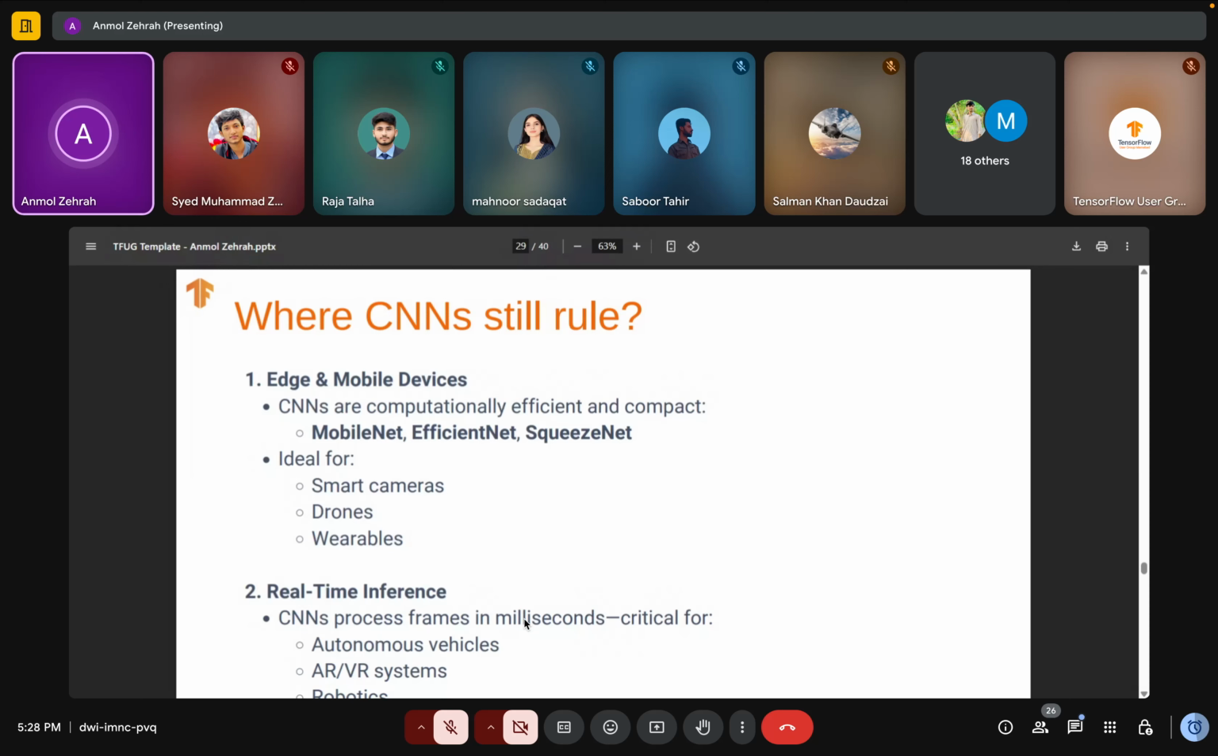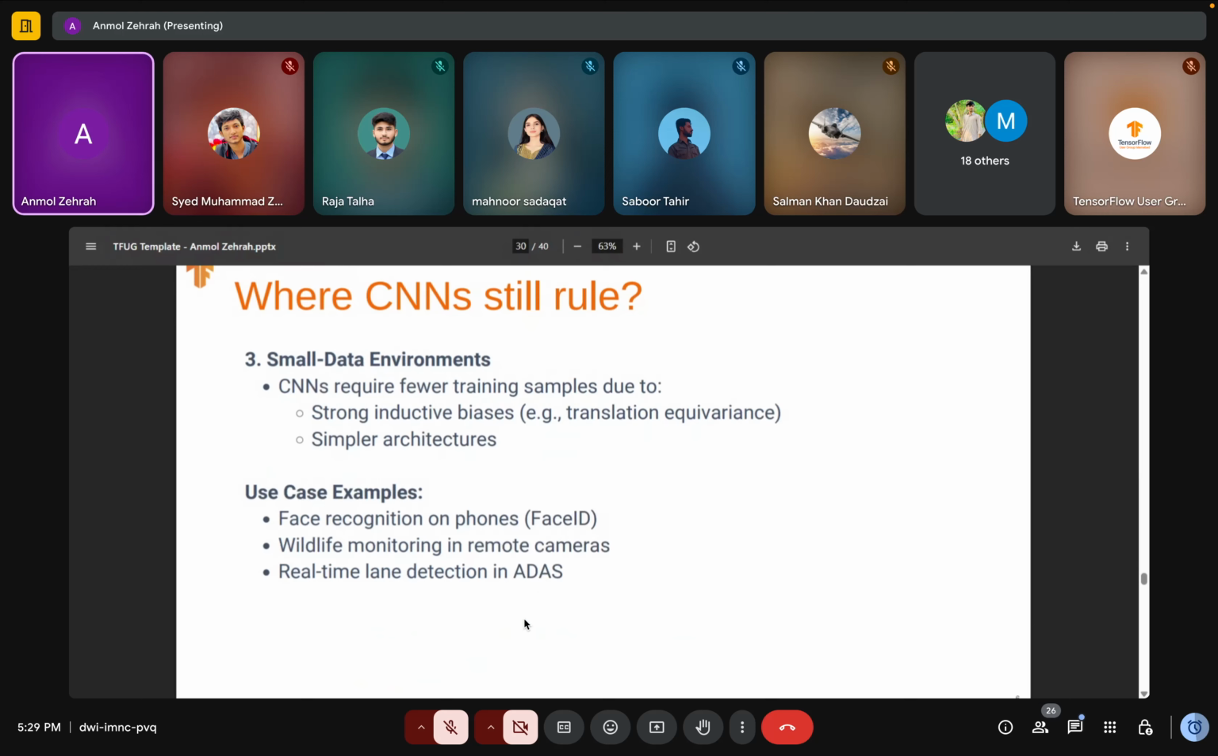If we talk about real-time inference, CNNs can process images very quickly, some even in milliseconds. This is crucial for applications like autonomous vehicles, robotics, or AR/VR systems. Similarly, in small data environments, CNNs perform really well with fewer training samples, thanks to their strong inductive biases and simple architectures. This is very evident in Face ID, wildlife monitoring, and real-time lane detection. All of these use cases are using CNNs widely.